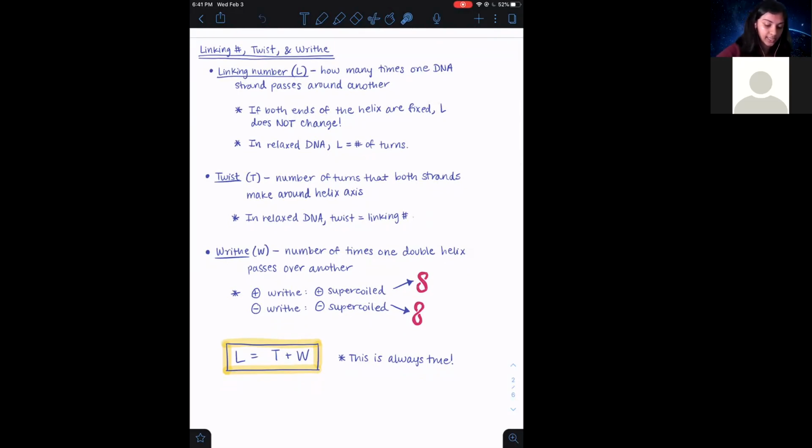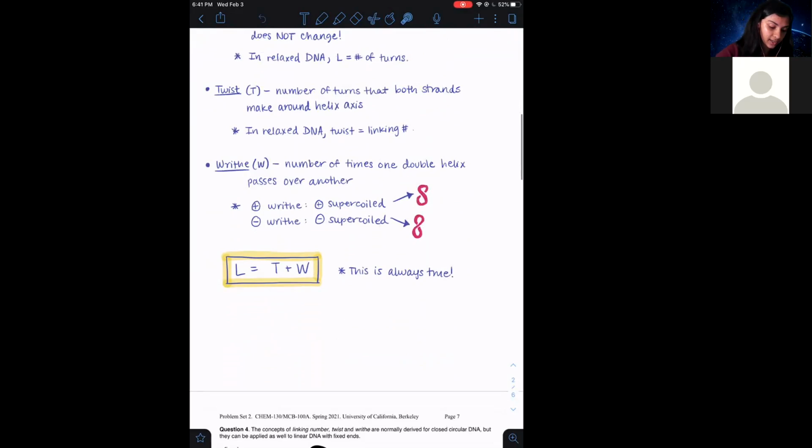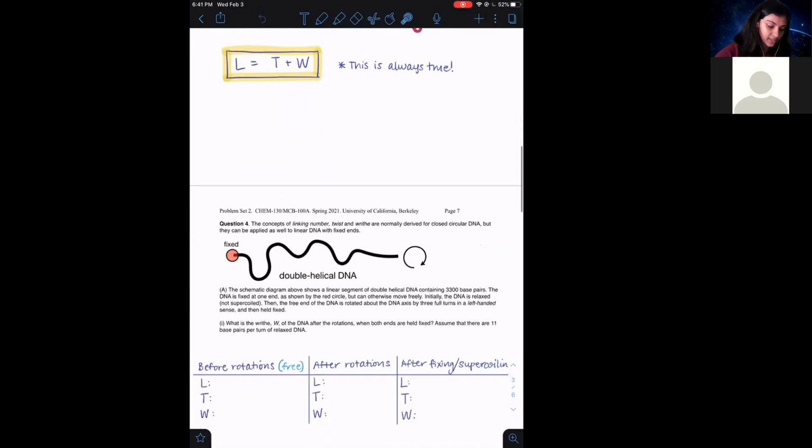And we say that DNA is positively supercoiled if it has a positive writhe, negatively supercoiled if it has a negative writhe, and there's no supercoiling if the writhe is 0. And then finally, this important equation that we know to be always true is that linking number is equal to twist plus writhe.